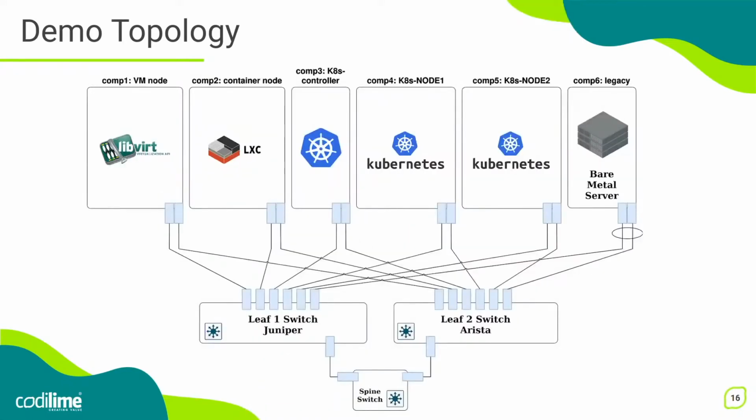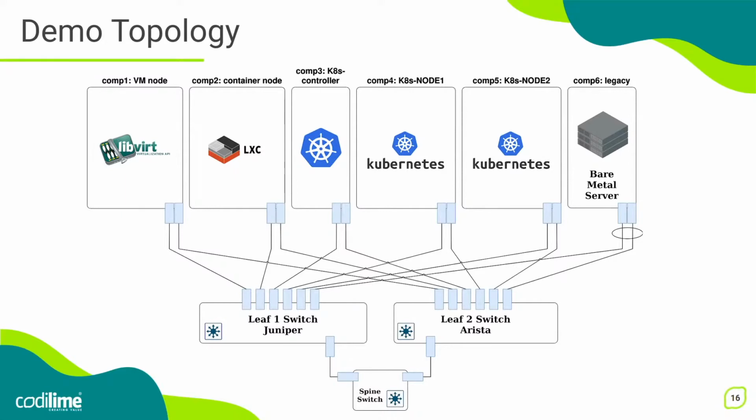First, each node was assigned a different role. The first node was designed for the libvirt, so there will be virtual machines running there. The second compute node was designed for containers, the LXC containers. The third, the fourth, and the fifth nodes were designed for the Kubernetes. The third was for the controller. The other two were for the nodes post deployment.